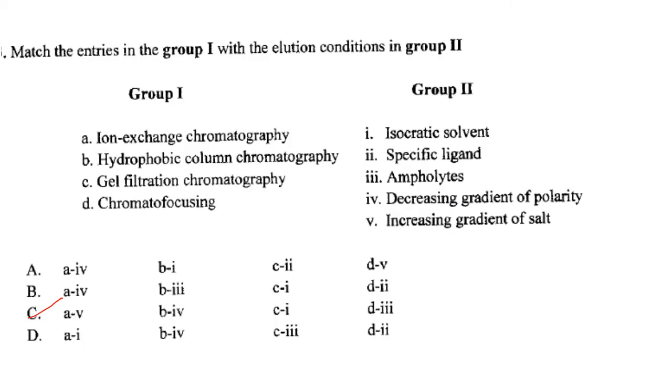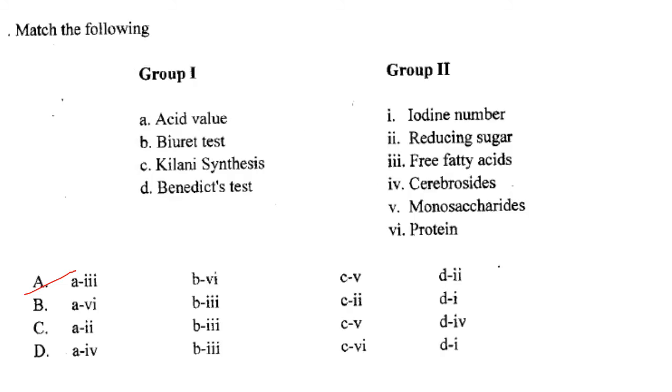Then match the entries in group 1 with the elution condition in group 2. Ion exchange chromatography is increasing gradient of salt, A5. Hydrophobic column chromatography, decreasing gradient of polarity. Gel filtration chromatography is isocratic solvent, and chromatofocusing is ampholytes. So answer is option C: A5, B4, C1 and D3. Then next one.